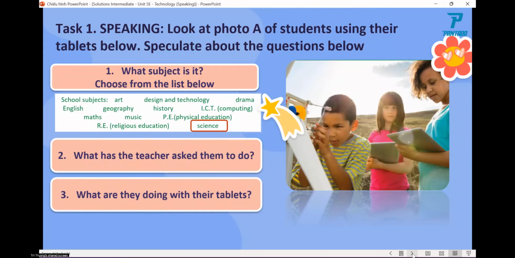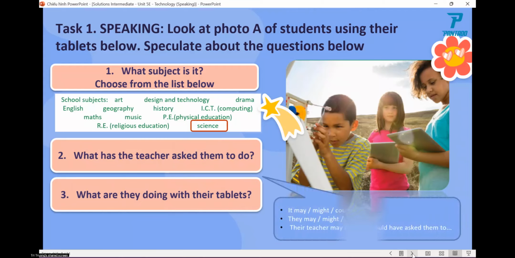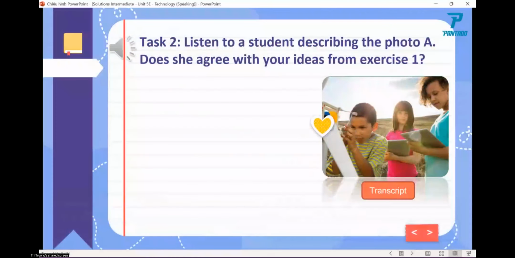Oh, there's no result. What are they doing with the tablets? They are taking notes. I think we can move on because the question is not so clear. Okay?